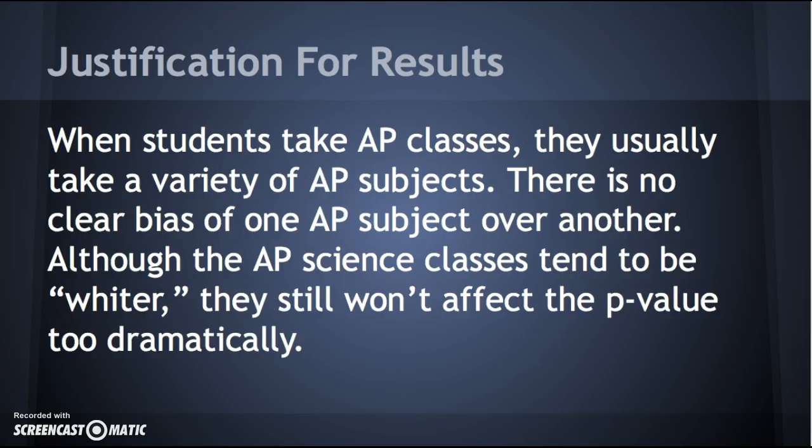So, justification for those results. For the first question, when students take AP classes, they usually take a variety of AP subjects. There's no clear bias of one AP subject over another. Although the AP Science classes tend to be whiter, which was shown in the graph above, that still won't affect the p-value too dramatically, meaning it won't sway the p-value to be under 0.05 or whatever.